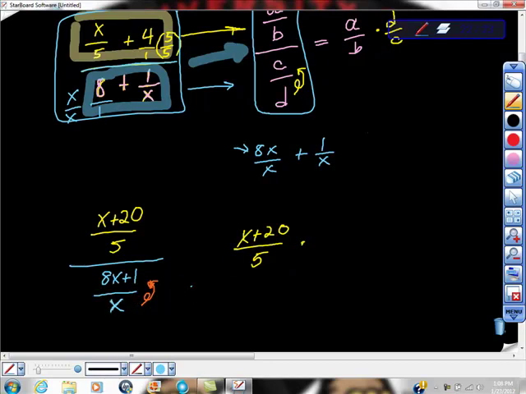So this x right here is this one. I took the reciprocal, and it's 8x plus 1, right? And then if we multiplied, I'm not even going to do all this multiplication, but we just get x plus 20 over 5 times 8x plus 1. And if you wanted to, you could distribute that in, couldn't you? Is that all right?